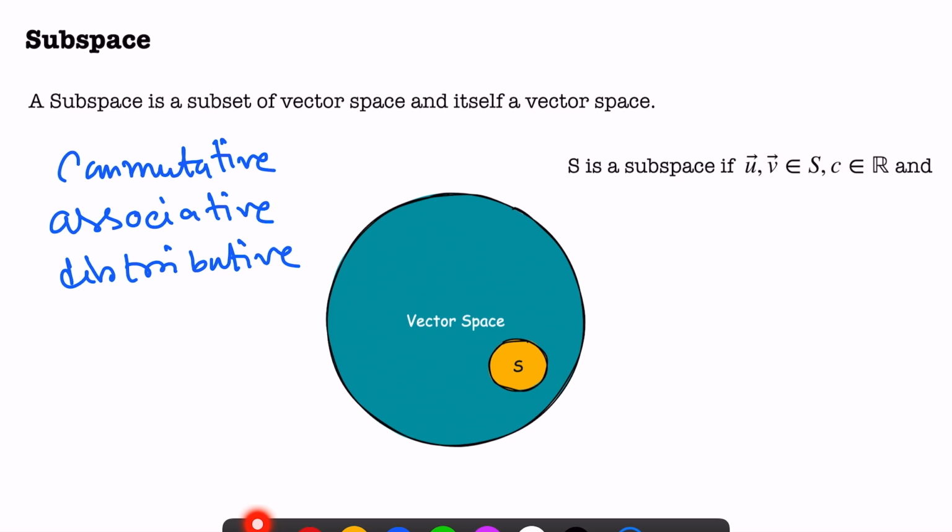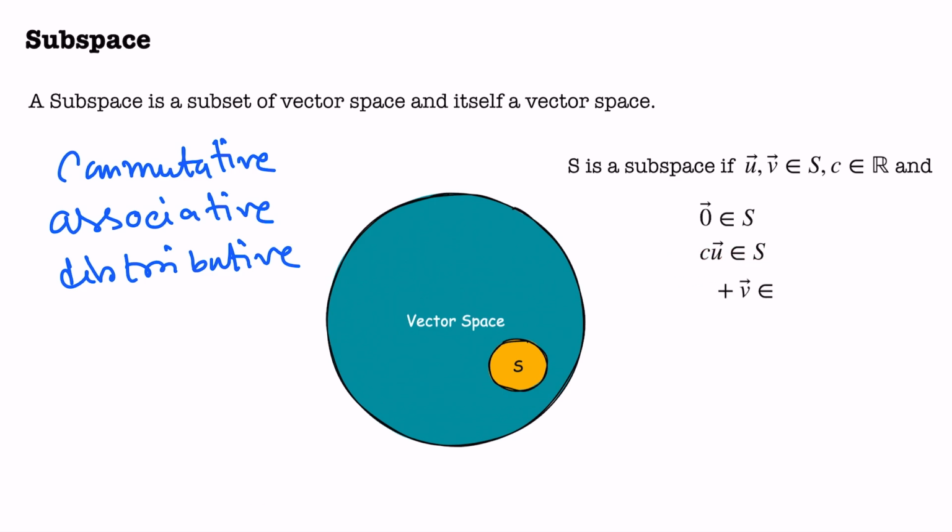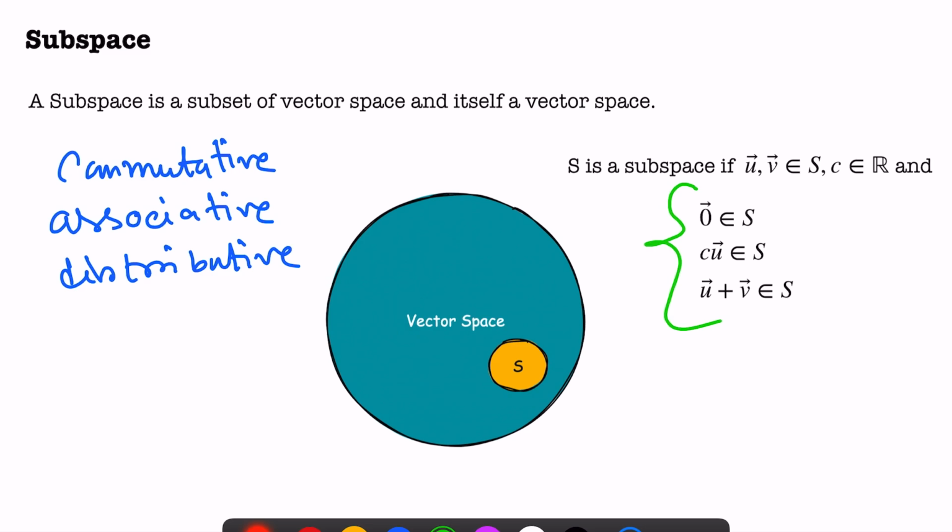First of all, consider there are two vectors u, v and c is a scalar, one real value. First of all, there should be a zero vector in this subset. Second, it should be closed under scalar multiplication. Third, it should be closed under vector addition. So if this subset satisfies this, we can say this subset is a subspace of the vector space.